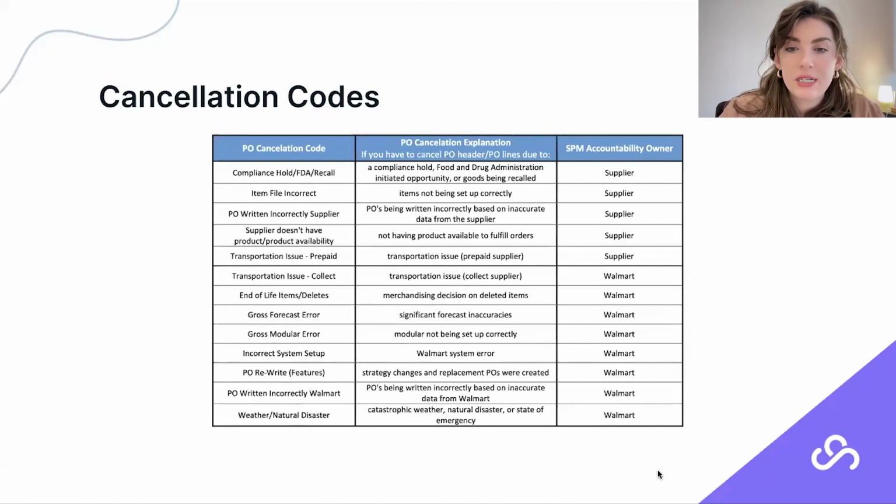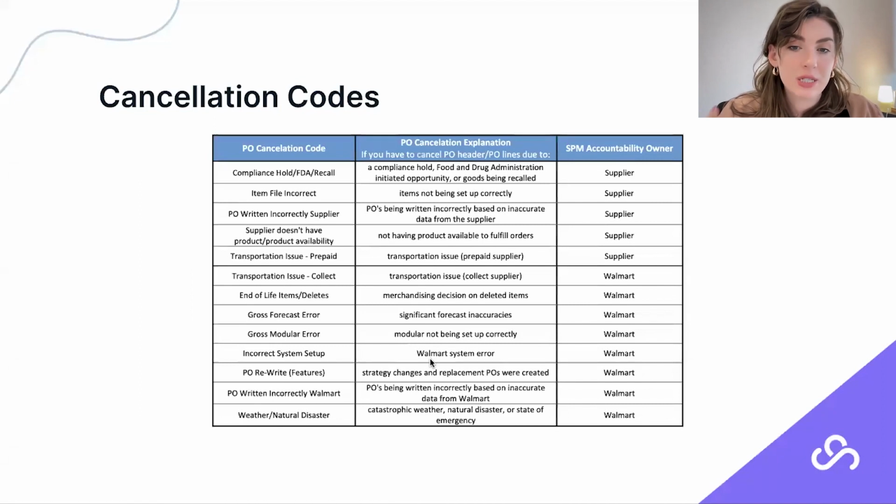And then you can kind of see some of these other ones that are going to be due to Walmart's decisions. So like end of life or deletes. So merchant dept, they've decided to not keep your items on shelf. If there was a significant forecast inaccuracy, a module not being set up correctly, that you would need to cancel those orders for, Walmart system error, because that can happen.